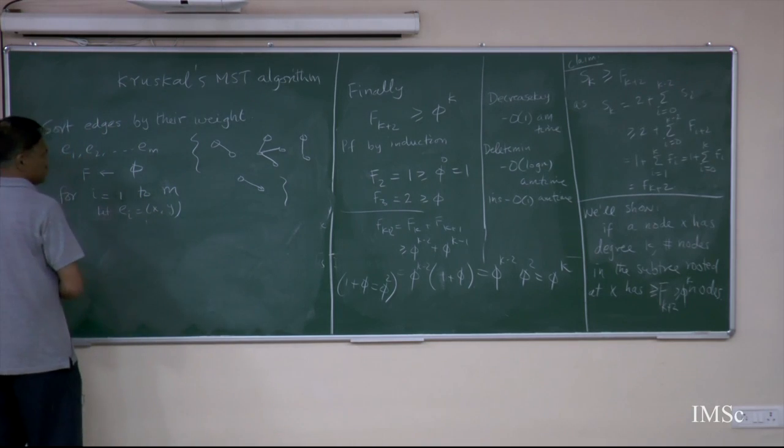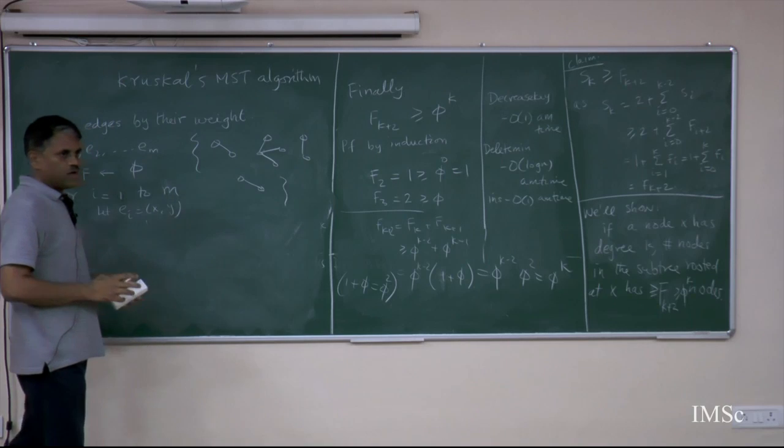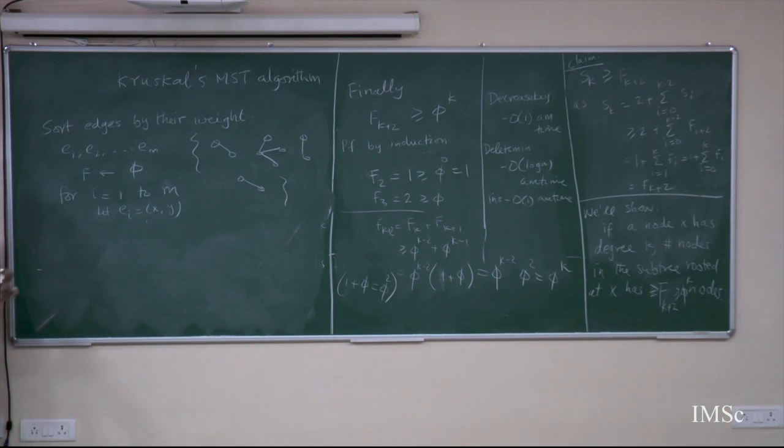What are the components when I start off? Initially, the whole vertex set, but no edge has been picked up. Nothing. So what are my connected components? Each individual vertex is a component by itself, right?